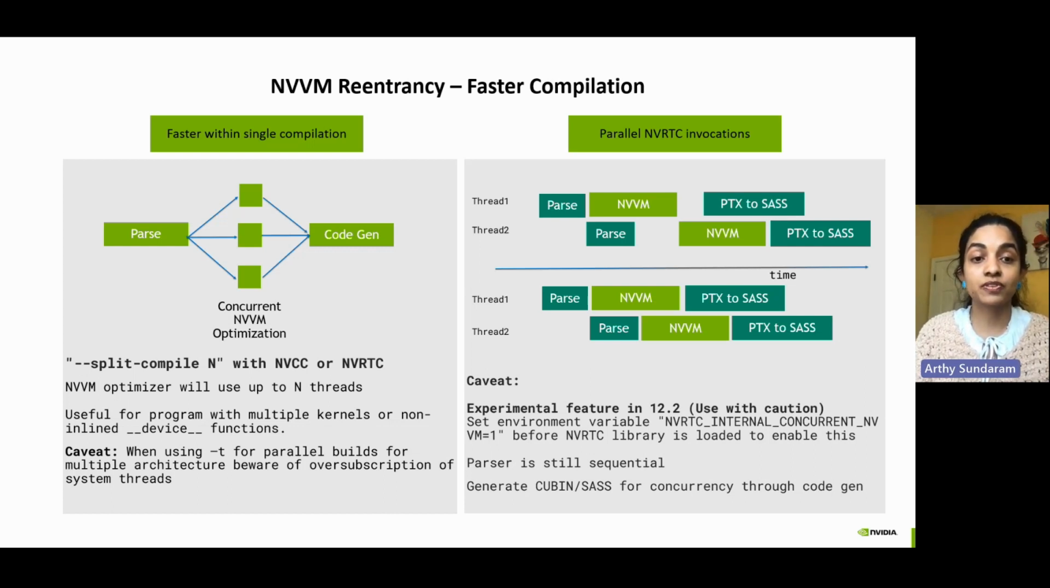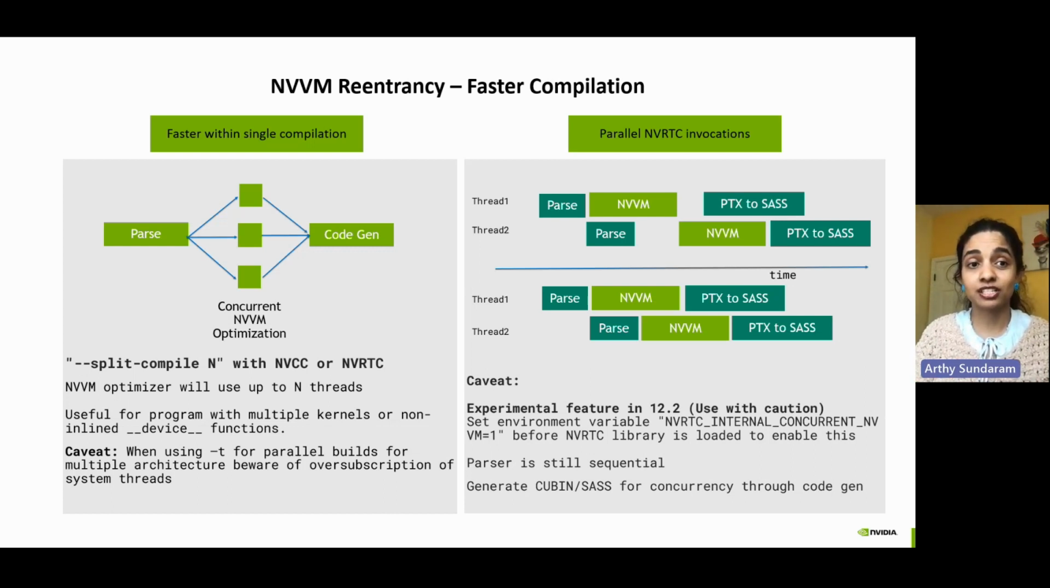In order to enable this feature, you will need to set an environment variable, which is an internal environment variable. It might go away anytime, so as I said, please use with caution. It's NVRTC_INTERNAL_CONCURRENT_NVVM equal to 1. You'll have to set this environment variable before loading the library, and then you should see the parallelization benefit. One other point I wanted to make: do compile to Cubin instead of compiling to PTX and then JITting, because you then get the benefit of full concurrency through to the codegen phase. So those are the big ticket items.